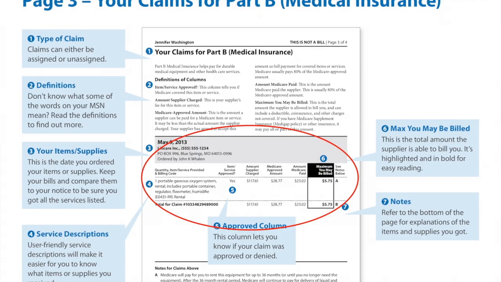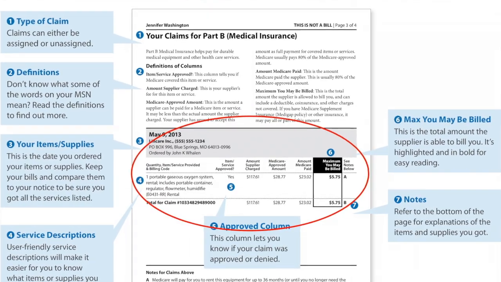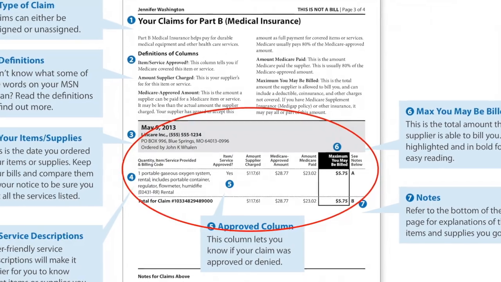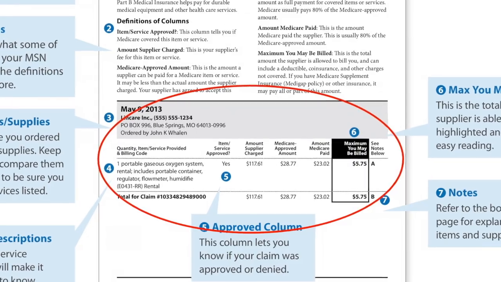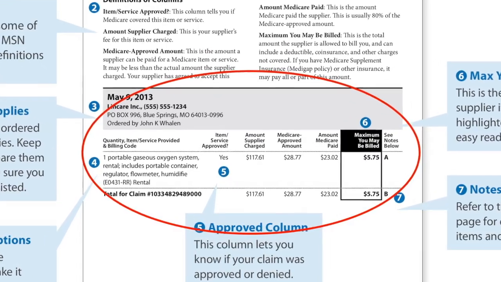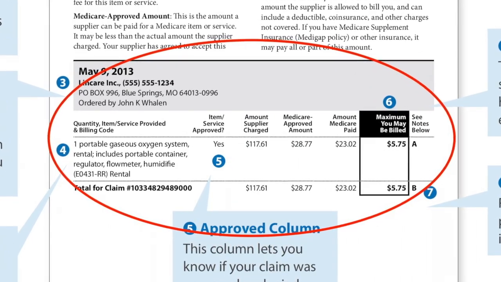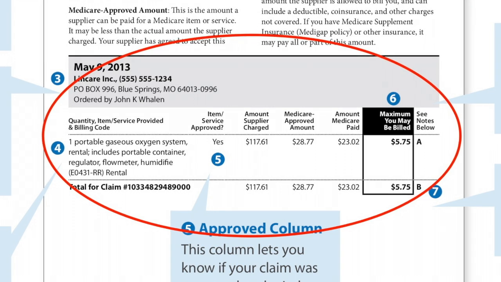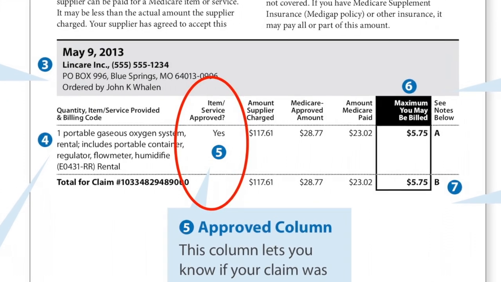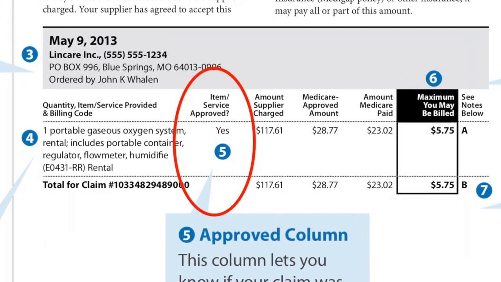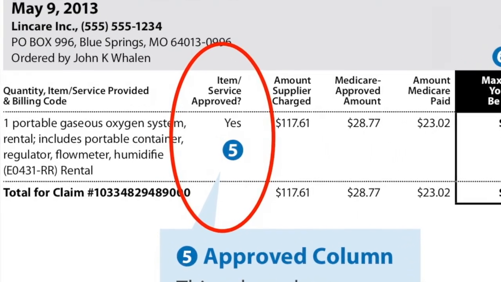Next down is the claim itself. It will begin with the date you ordered your supplies and who the suppliers were. Under that will be the line item for each service. Working from left to right from each line item, right after the description of the service provided or piece of equipment you ordered and the billing code for it, you get a simple yes/no answer to whether or not a service had been approved. Please do not panic yet if you see a no. There may be more to the claim than what you are seeing right there.